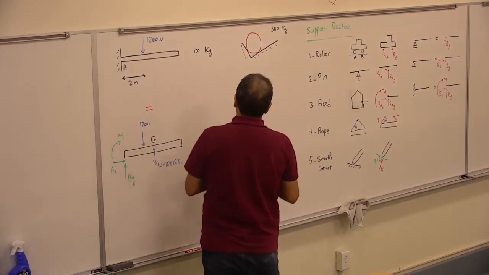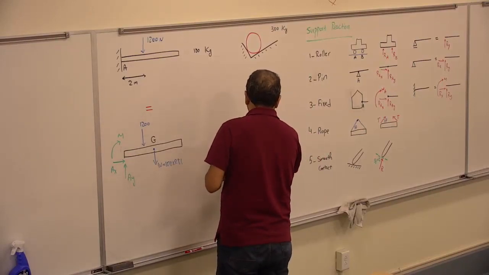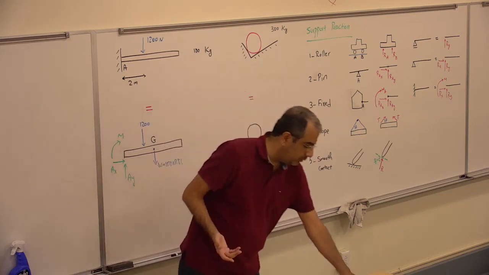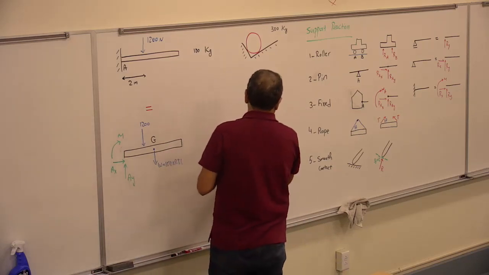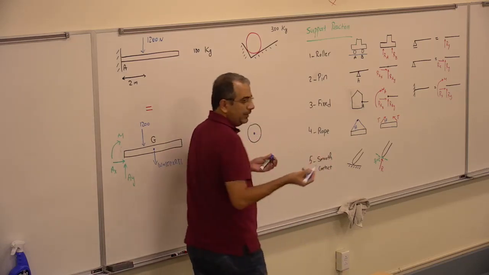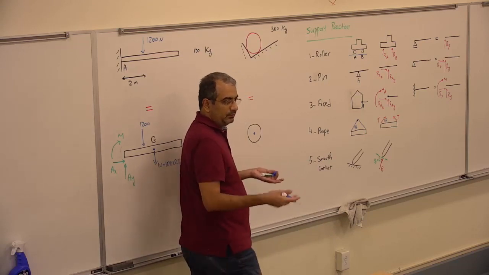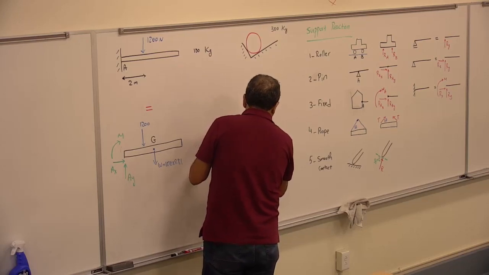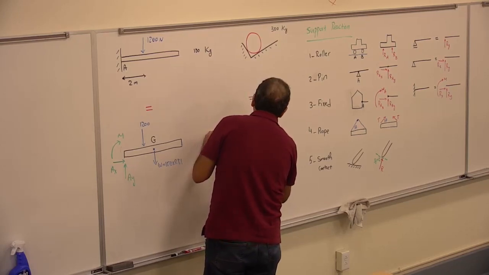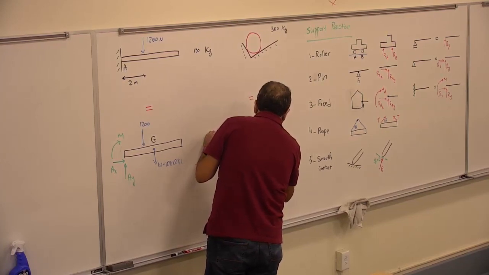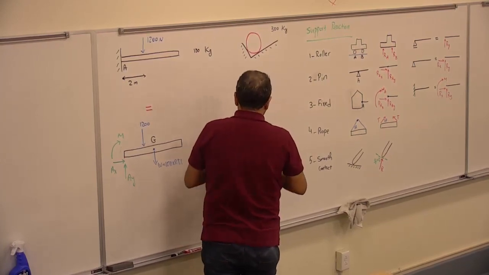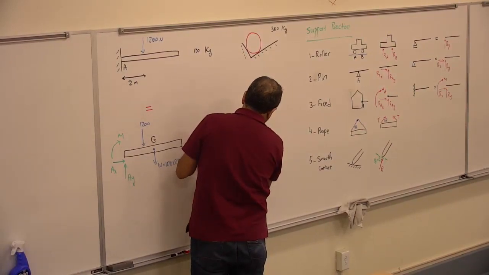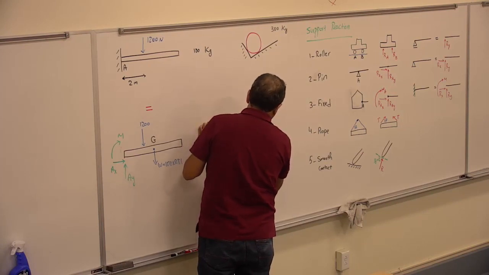Isolate the object, so the object I have. The forces that want to move it: the only force I have here that wants to move it is the weight. There are no other forces that want to move it, so it's going to be the W, which would be 300 times 9.81. The forces that want to hold it in this place, so one is going to be there, one is going to be there.